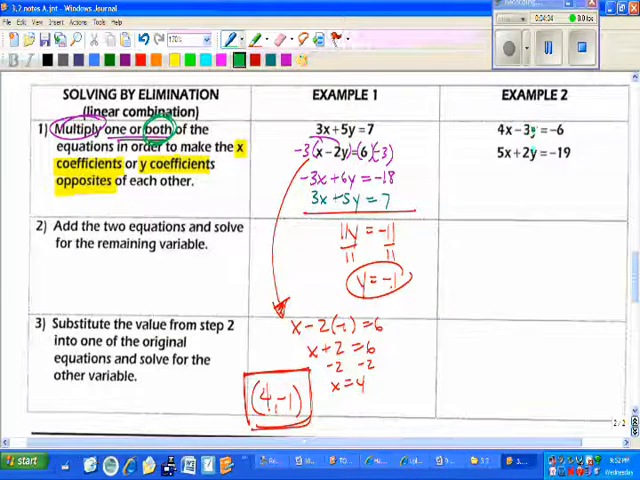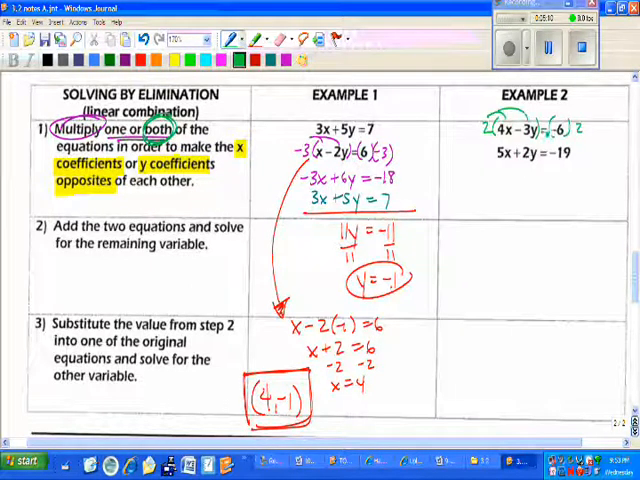Or we can do it with the y's. If you look, the y's are a little bit easier. One's already negative, one's positive. We know that eventually they have to be like that. One positive, one negative, but they have to have the same number there. Here, 3 and 2, smallest number that they both go into is 6. So if we can make this a negative 6 and make this a positive 6, then they're going to eliminate. So that's what I'm going to do for this one. We could do it the other way, but I like this one better. I want to make this a negative 6y. So to do that, all I have to do is multiply by 2.